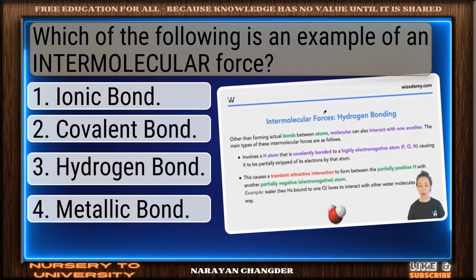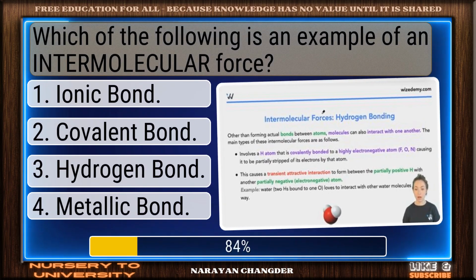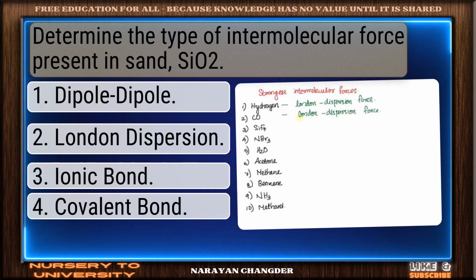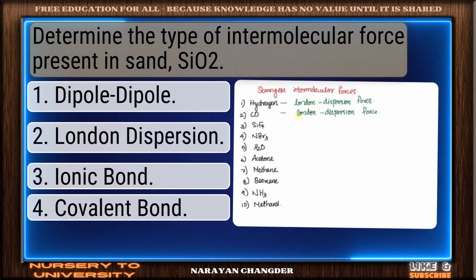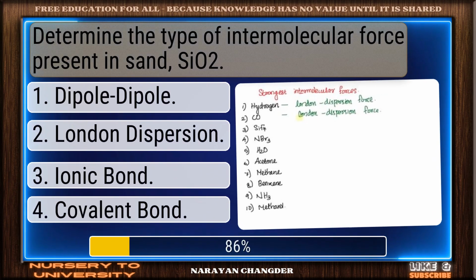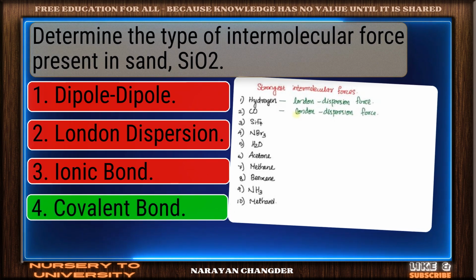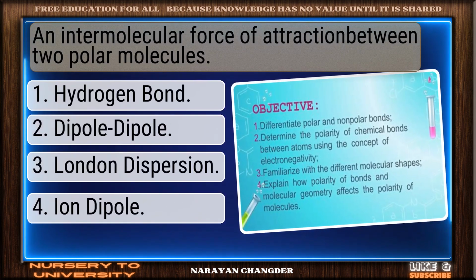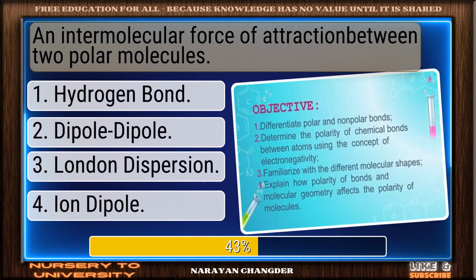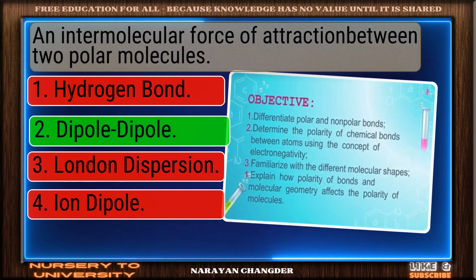Which of the following is an example of an intermolecular force? Right choice. Hydrogen bond is the best answer. Determine the type of intermolecular force present in sand, CO2. Nicely done. Covalent bond is a solid answer. An intermolecular force of attraction between two polar molecules. Excellent. Dipole-dipole is a brilliant choice.